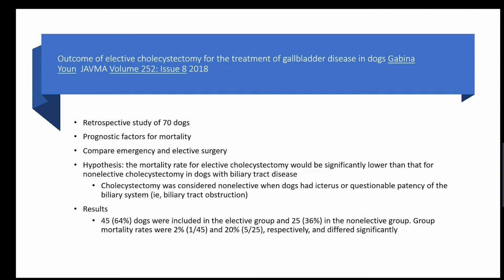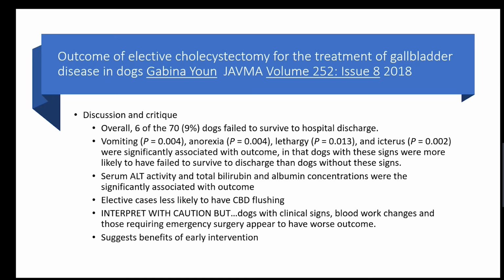So they had about 64% of the dogs that received elective cholecystectomies and 40% that had urgent or emergent surgery. And they did find, as you might suspect, that the dogs that had elective or planned surgery had a significantly lower complication and mortality rate, 2%, rather than those that require urgent or emergency surgery. And I think this probably echoes our experience that if we are able to catch the dogs before they become quite ill and require emergency surgery, then we have a better chance of a good prognosis.